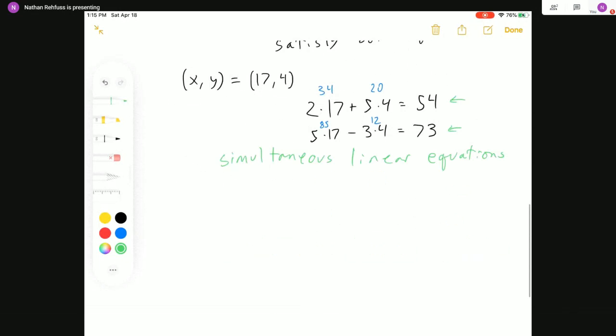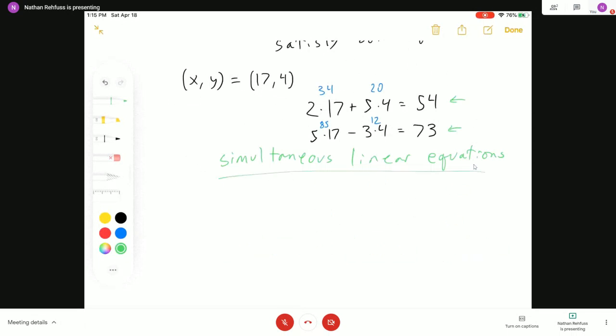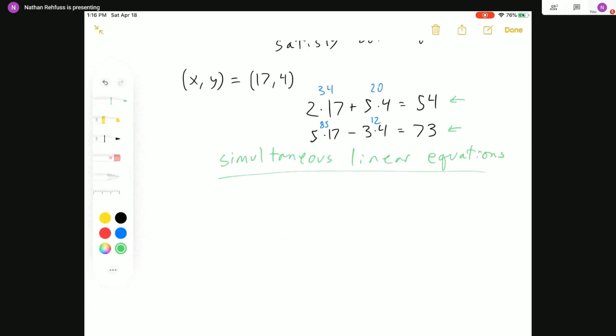Well, again, simultaneous linear equations. We're going to call those 2 or more equations with 2 or more variables. So in this last case, it was 2 and 2. And we want a solution that satisfies both. Here's a simpler example to get us started with.